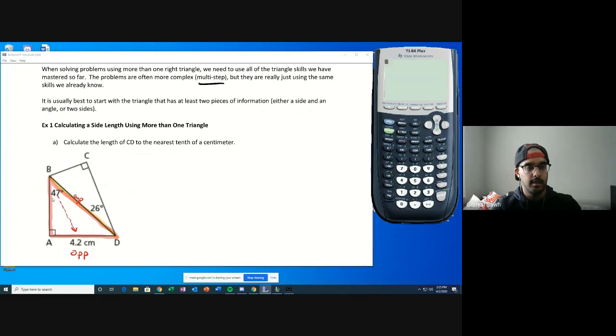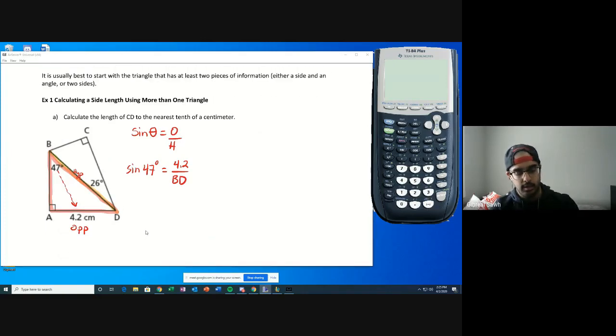So if we're going to use opposite and hypotenuse, that ratio is going to be the sine ratio. So we have the sine of some angle being equal to opposite divided by hypotenuse. Fill in the stuff you know. I know I have an angle of 47. That'll be our reference angle. So the sine of 47 degrees is equal to the opposite side to it, which is 4.2, divided by the hypotenuse, which in this case, let's call side length BD.